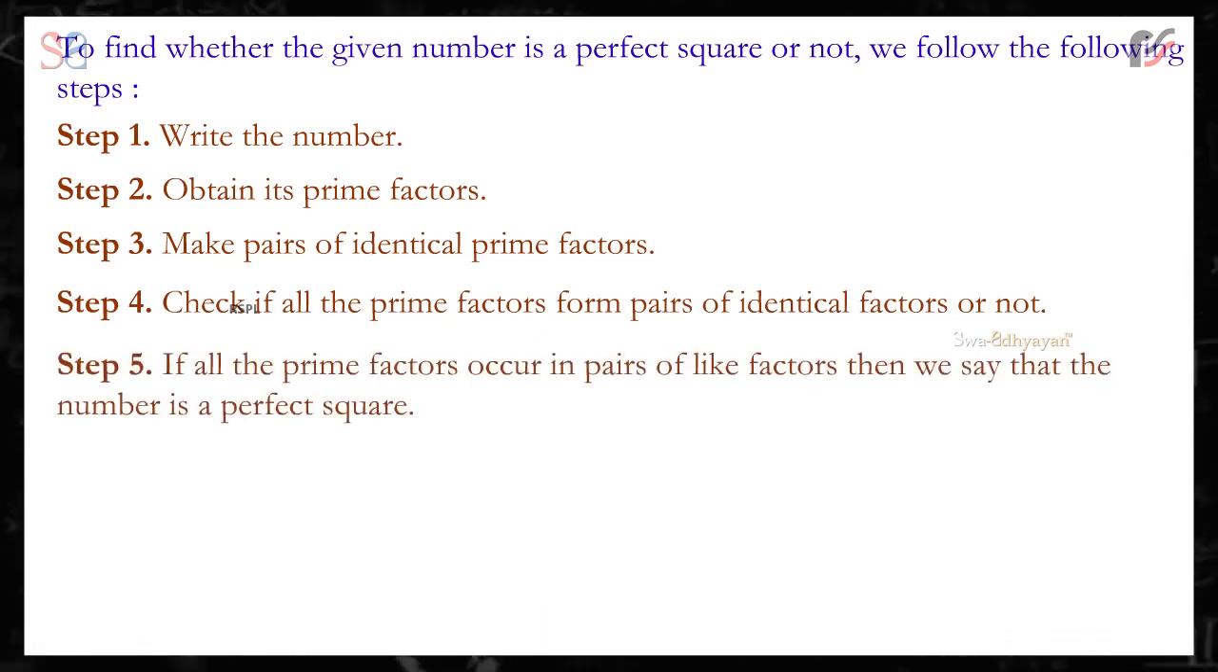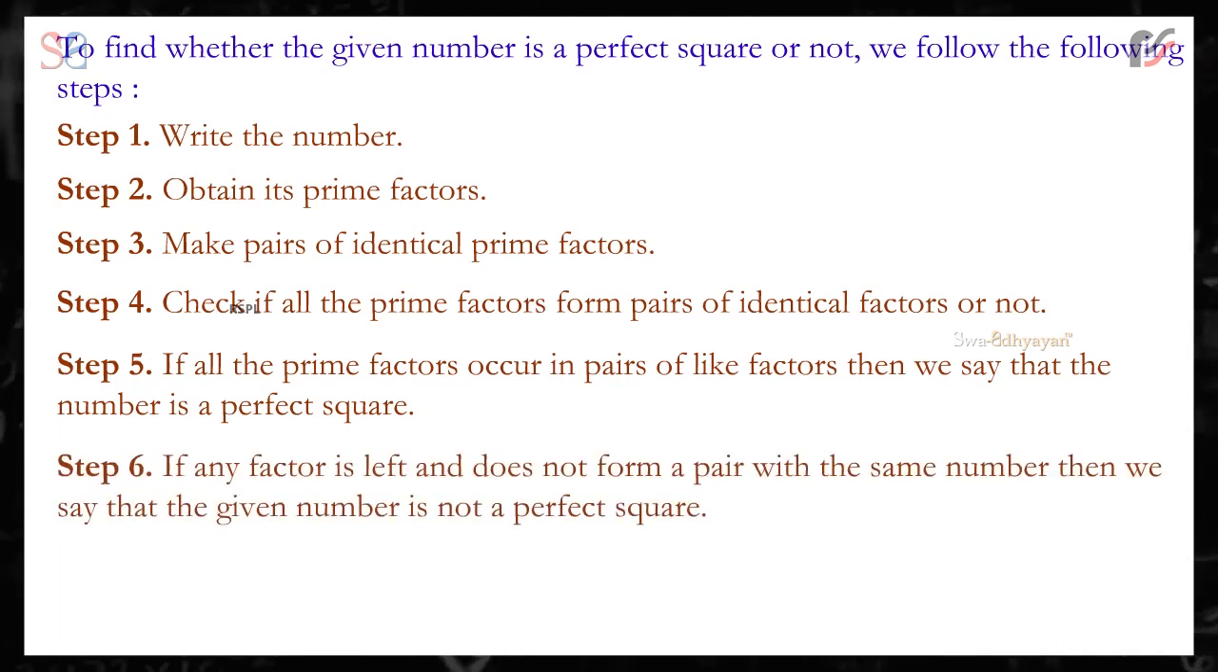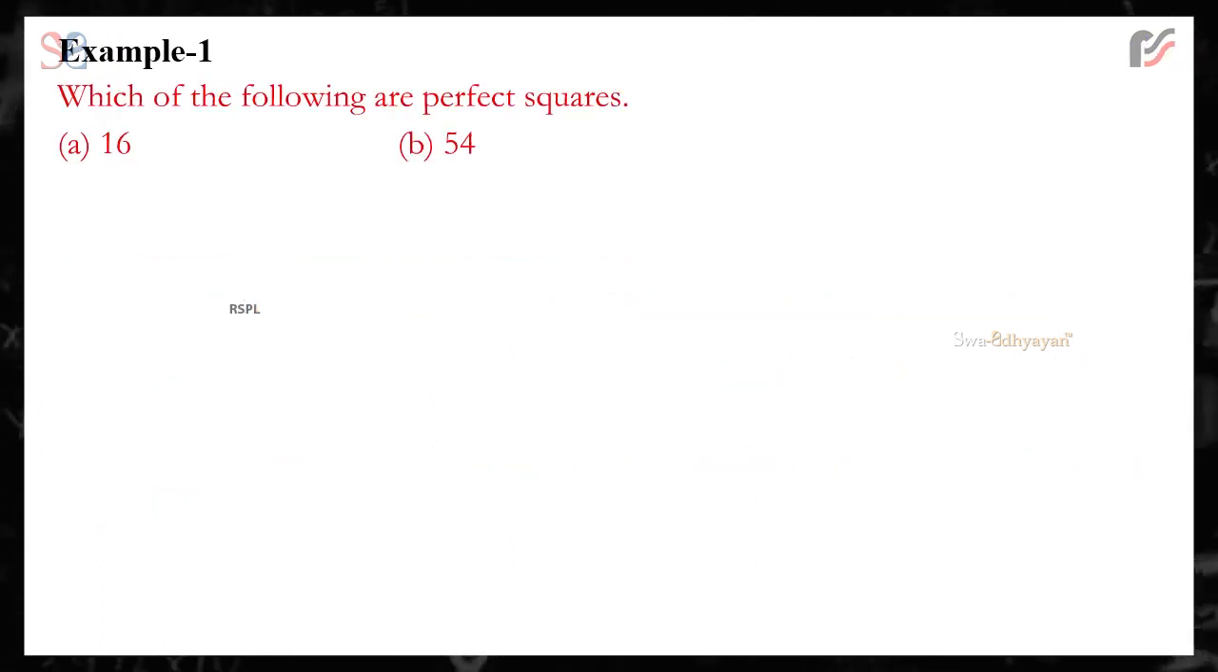Step 5. If all the prime factors occur in pairs of like factors, then we say that the number is a perfect square. Step 6. If any factor is left and does not form a pair with the same number, then we say that the given number is not a perfect square.